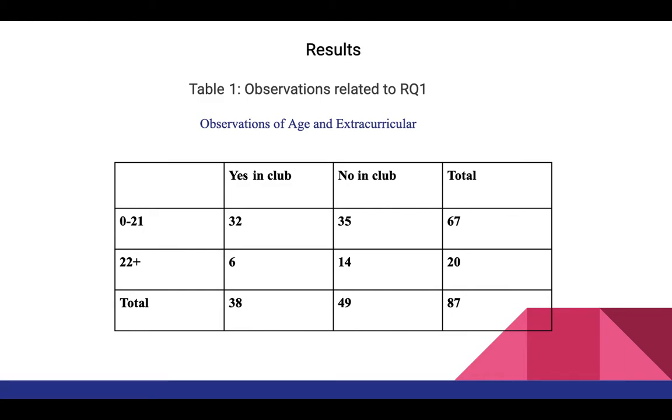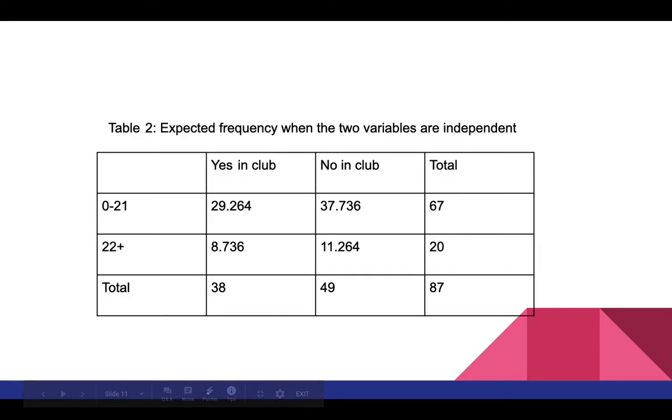So these are my results. For table 1, these are observations of age and extracurricular activities. So I was able to put the two variables, anyone who was 21 and younger and anyone who was 22 and over, and if they were in a club and if they were not in a club, and I got 87 responses. And as you can see, it's pretty much about the same. For table 2, the expected frequency when two variables are independent.